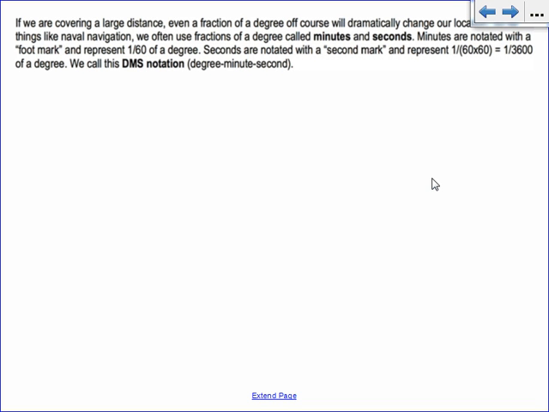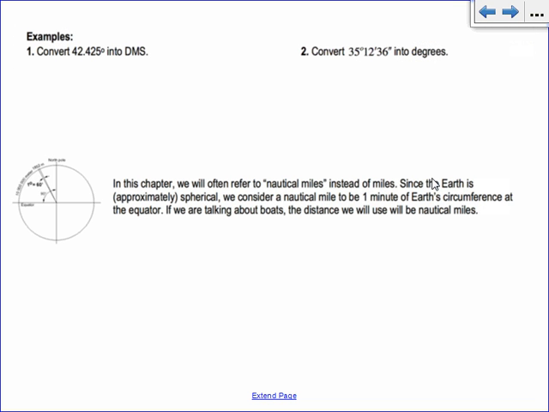Okay? Okay, so there are 3,600 seconds in a single degree. All right, so this is a very, very, very precise way of measuring. Okay, so we call this DMS notation, or degree, minute, second notation. All right, so it's a little bit weird.